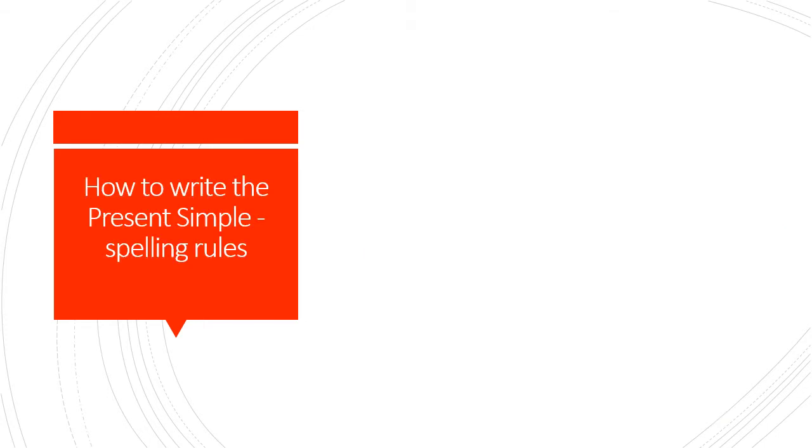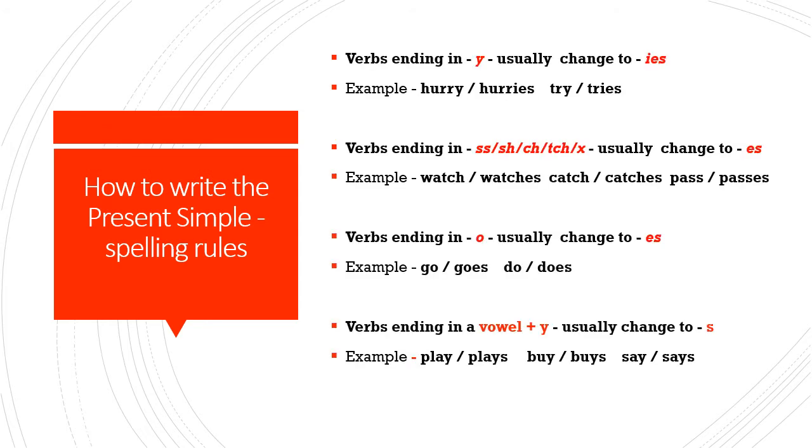Okay, so let's have a look at the spelling rules. There are some things you need to learn about writing the present simple. If you've got a verb that ends in a Y, then usually what we do is we take the Y off, and now we don't put S, we put IES. So you need to add some extra letters. So hurry becomes hurries, and try becomes tries.